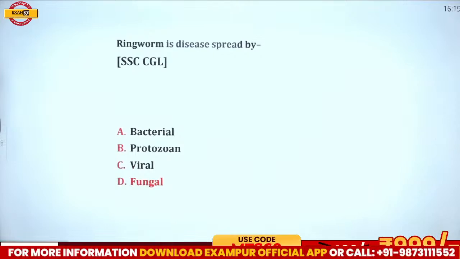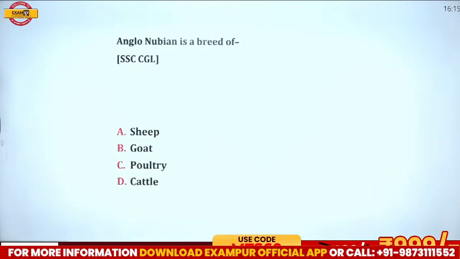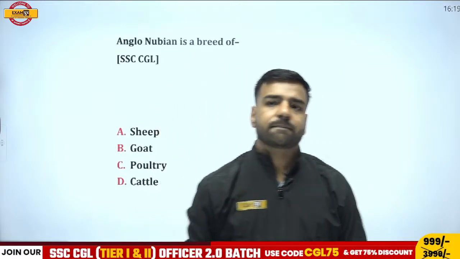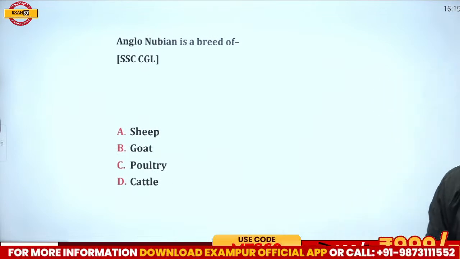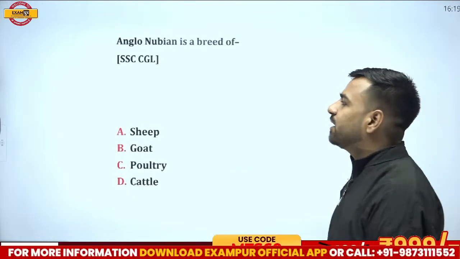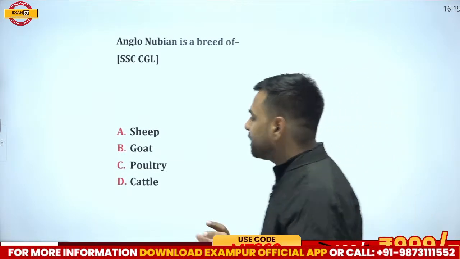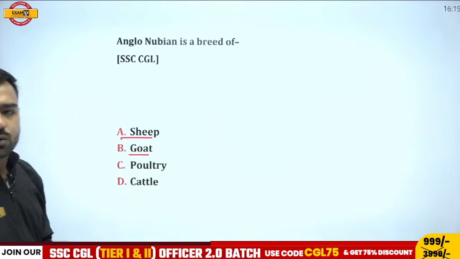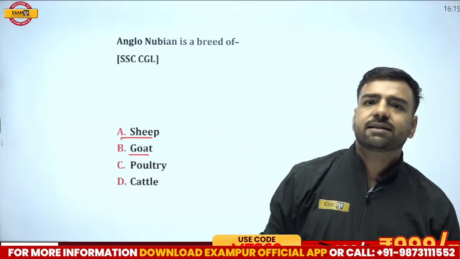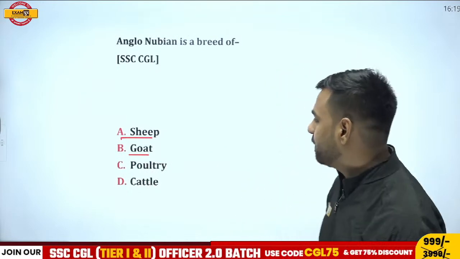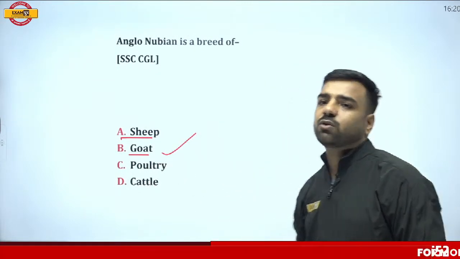Okay, so we have the next question here. Anglo-Nubian is the breed of what? Is it sheep, goat, poultry, or cattle? So what is the correct answer over here? Yes, if I talk about this Anglo-Nubian, it is the breed of what? See, if I talk about these options, that is sheep, goat, poultry, or cattle, in the cattle part you can discuss cows and buffaloes. But the most important thing is this Anglo-Nubian. Now this is from the family of what? This is actually from the family of goat. Please remember, here option B, that is goat, is going to be the correct answer.